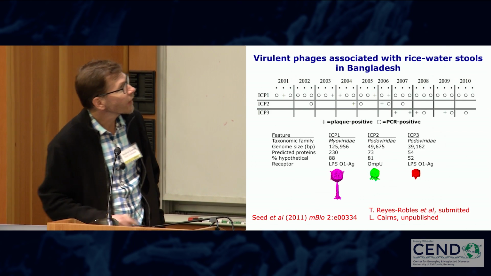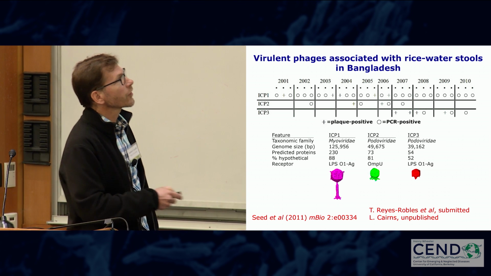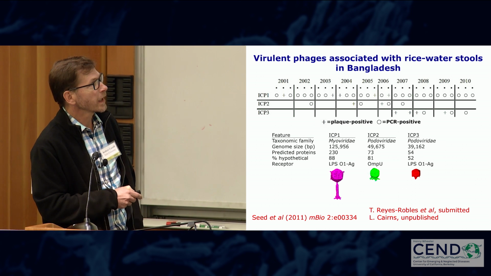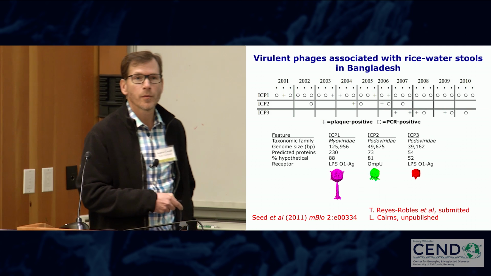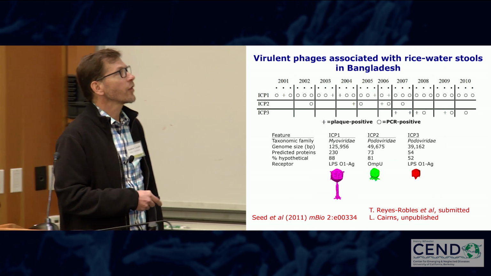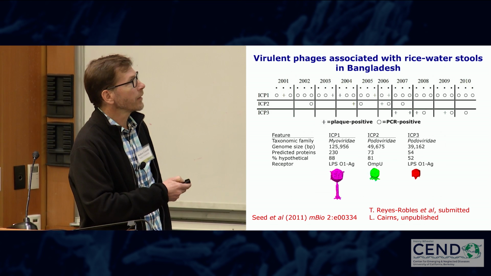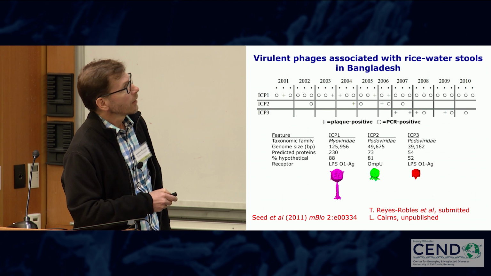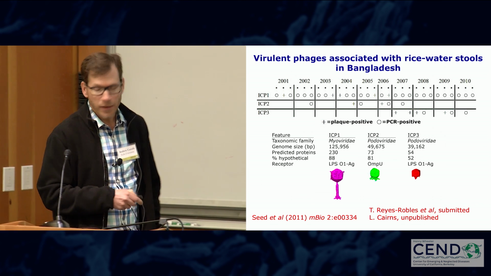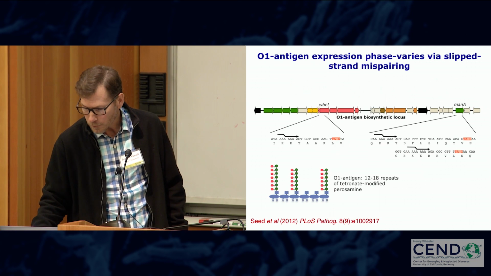And then receptors. The receptor for ICP1, and we have some evidence showing that it's the receptor for ICP3 as well, is the O1 antigen. This is kind of good news, since most cholera is caused by O1 serogroup strains. And this O1 serogroup doesn't appear to be going away, despite it being the dominant antigen for immunity. This other phage, ICP2, uses a different receptor. It's a protein in the outer membrane called OmpU, and I'll tell you a bit about that.